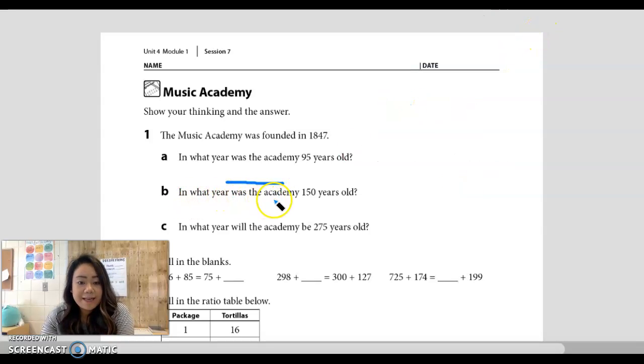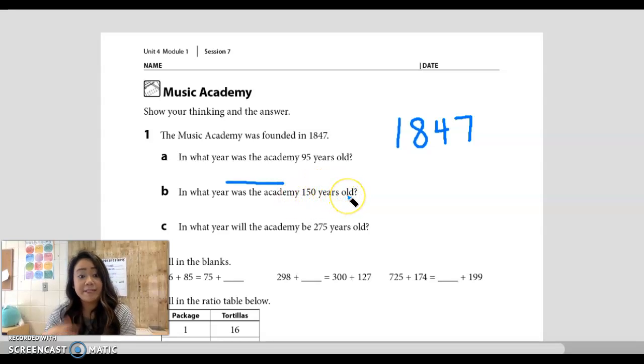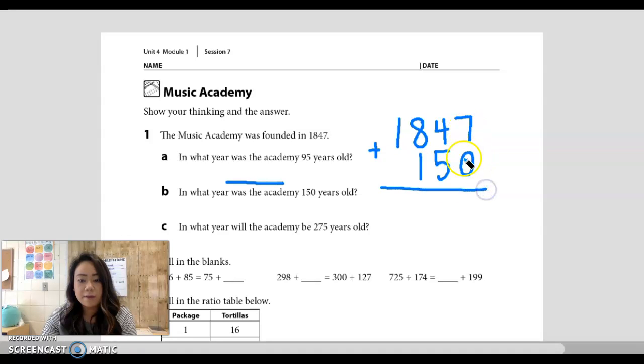B, in what year was the Academy 150 years old? So again, I'm going to start with the year 1847. And now I'm trying to find out when will the Academy be 150 years old. So it means it's been existing for 150 years. And that's similar to problem A, so I'm going to add then. So add 150. Again, notice how my place values lined up. And I'm going to go ahead and add these. Whatever answer I get, I'm going to write it right here.